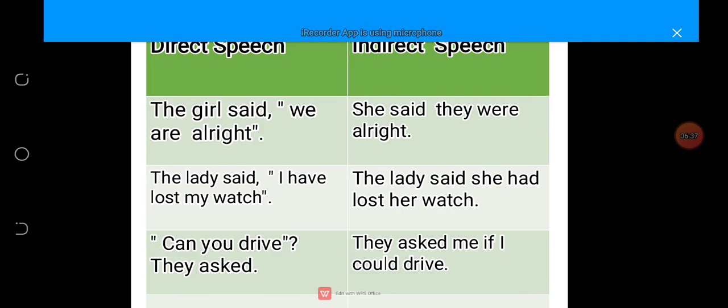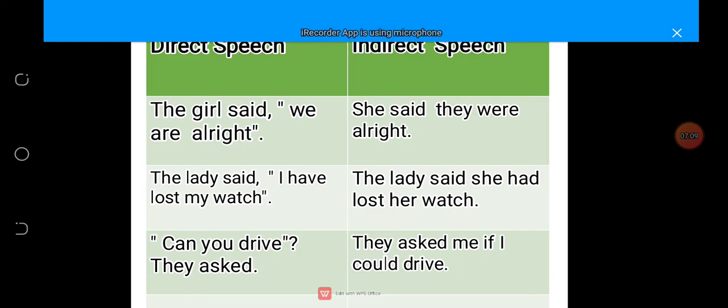Okay, then we have in the second example, the lady said, "I have lost my watch." In indirect speech, we have the lady said she had lost her watch. So the I there changes to she. Because we have the noun lady there, we know that the pronoun to be used for lady is she. So we quickly change that in the indirect speech.